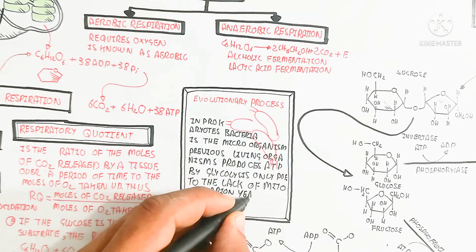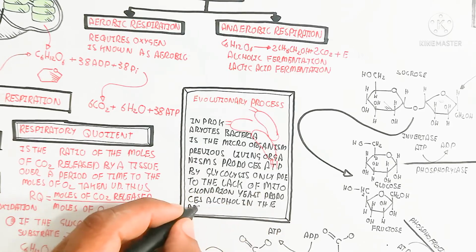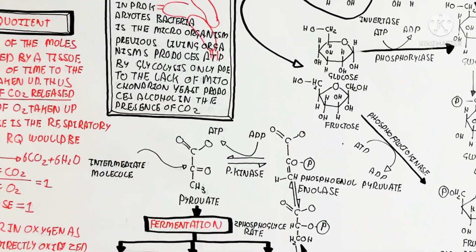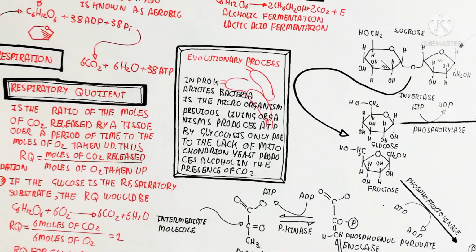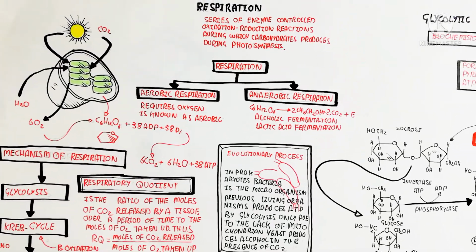Due to the lack of mitochondria, yeast produces alcohol in the presence of carbon dioxide and the absence of oxygen. So in this manner, you should know about that. The evolutionary process began with the initial step of glycolysis to produce ATP.